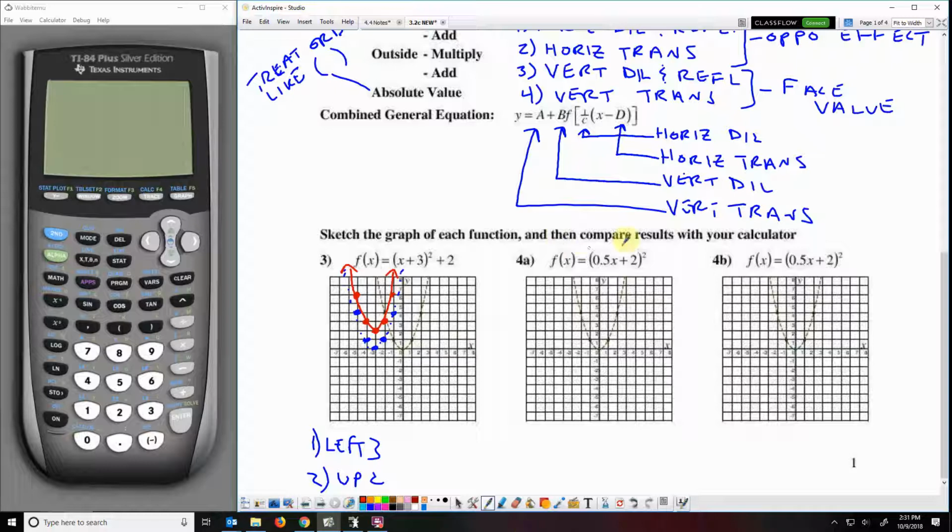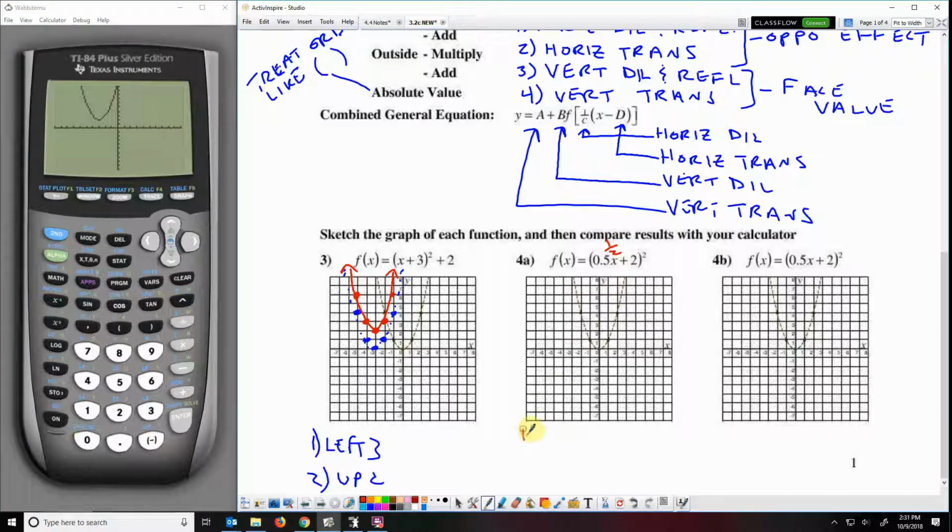Okay, and it does say compare with the results with the calculator, so let's graph that. All right, so we're shifted 3 to the left and up 2. That looks about what I've got on that graph. All right, so next. It looks like a horizontal dilation, and that's 0.5, which is 1/2.